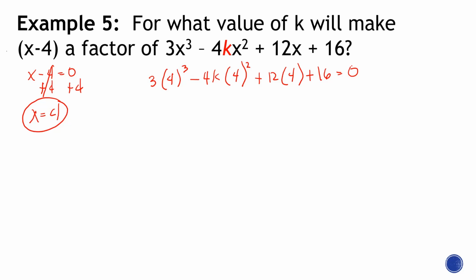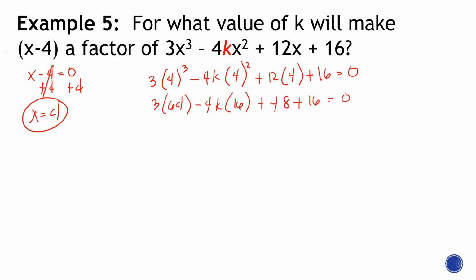4 raised to 3 is equal to 4 times 4 is 16, times 4 is 64, sorry. 4 times 4 times 4 is 64. Okay, so this is 3 times 64 minus 4k times 16 plus this is 48 plus 16 is equal to 0.